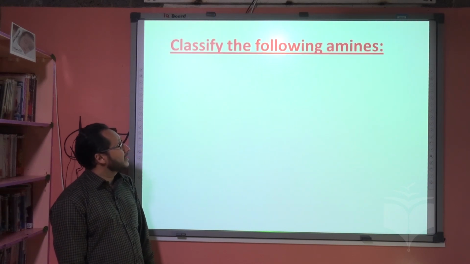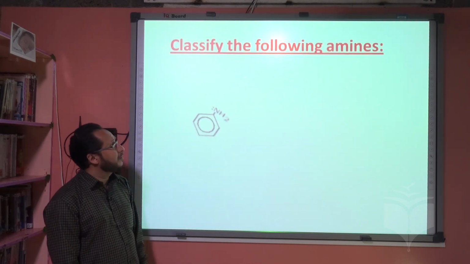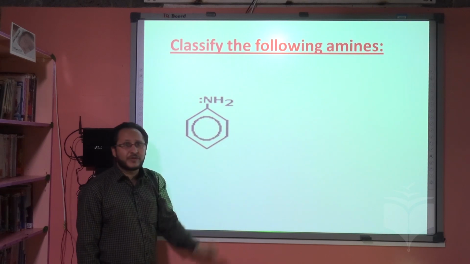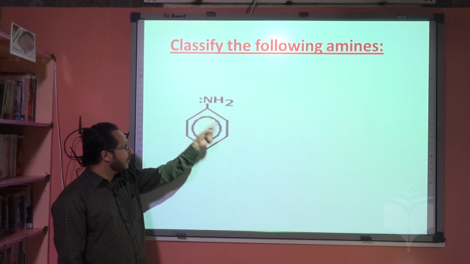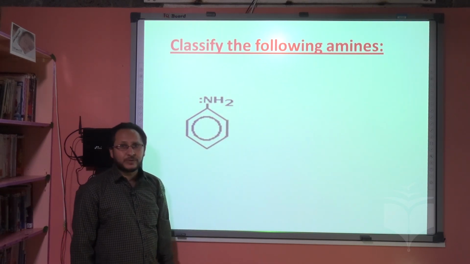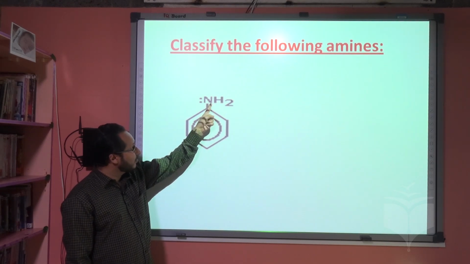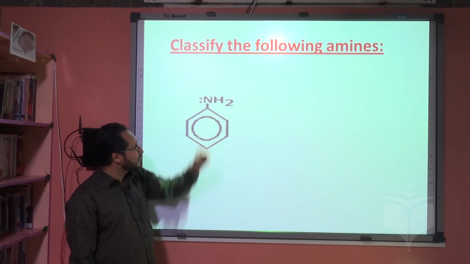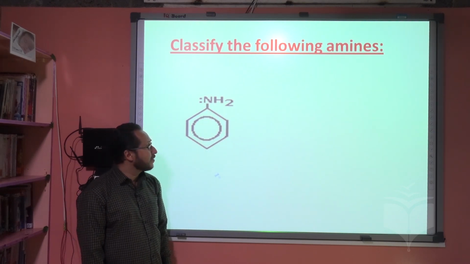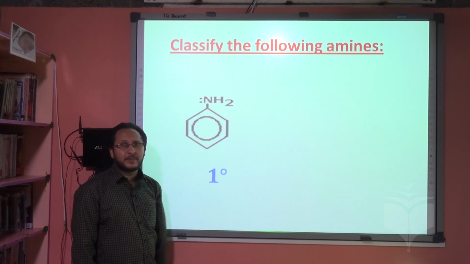Here is the example. Classify the following amines. So what is the type of this amine? Okay, we have the benzyl ring NH2. What do you guess here? Yes, you have 1 aryl group and 2 hydrogen atoms attached to the nitrogen atom. So in this case, what do you call it? Yes, it is a primary amine.